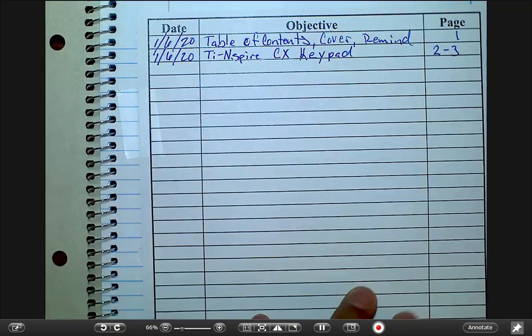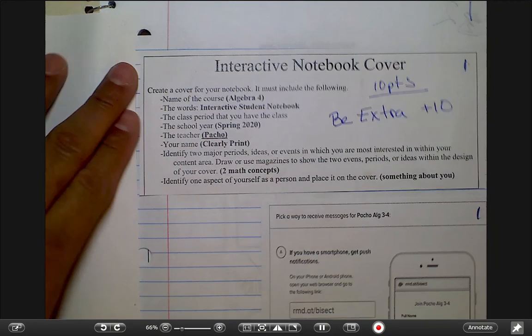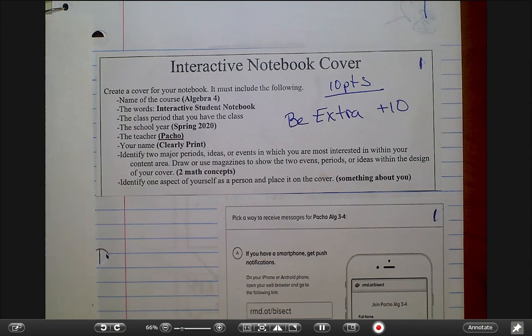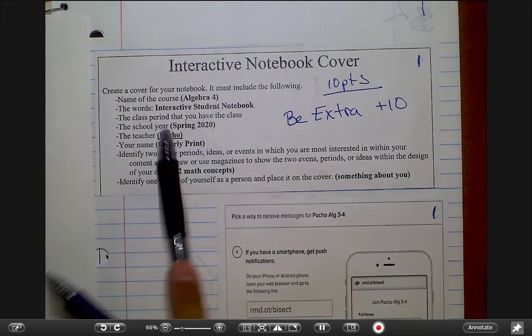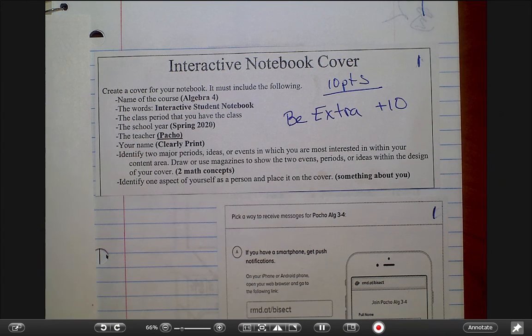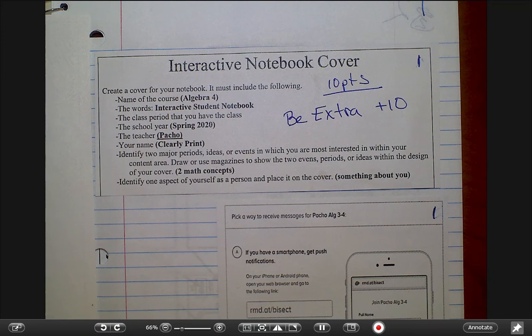All right, for you people that have already started, we have page number 1 right here. I'm labeling it number 1. It's your right page, page number 1, and we are going to glue this in here. This is your interactive notebook cover. It's your checklist for the things. Now, I add some points on here also.